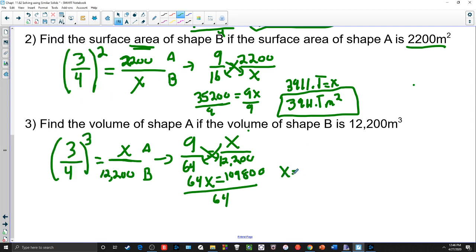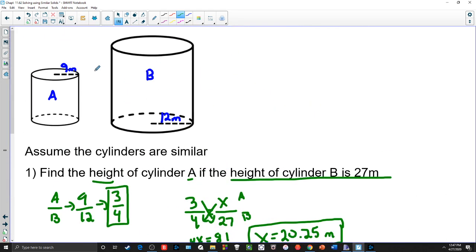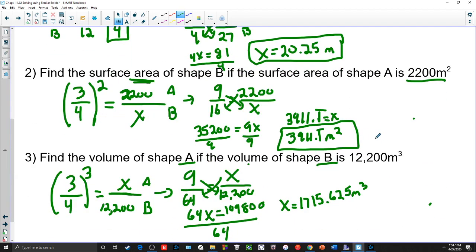So x is equal to 1715.625 meters cubed. Making sure I check my answer on that. And again, this makes sense because the volume of shape A should be less than the volume of shape B, because A should be smaller than B. So it's good that its volume is less. And that is how we get the volume version.